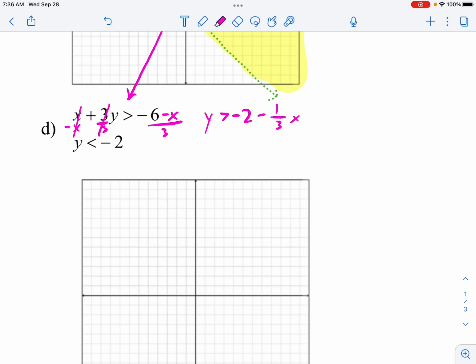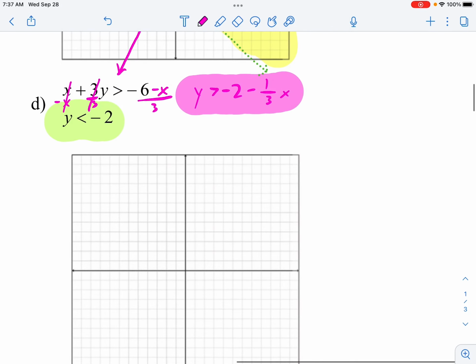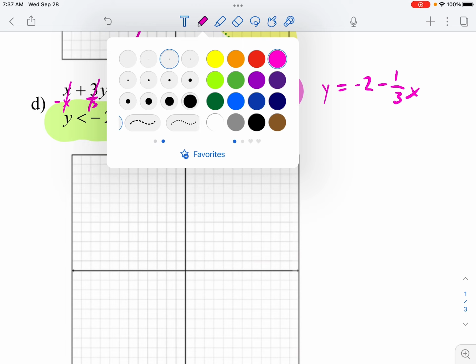So that's my first inequality that I'm going to shade. Okay, and then I have my green inequality here. This pink inequality I'm going to graph just as if it were the line y equals -2 minus 1/3 x. But what sign do I have? I have just a greater than. It's just greater than, so I'm going to use a dashed line.